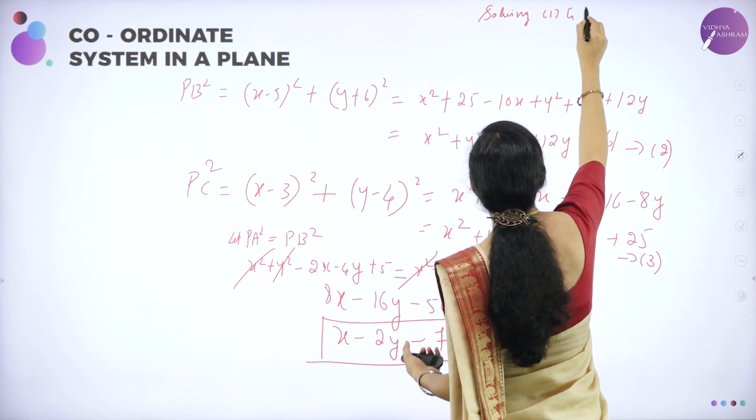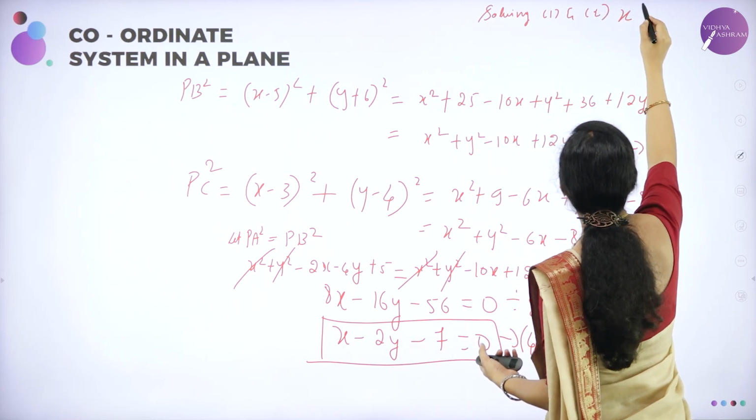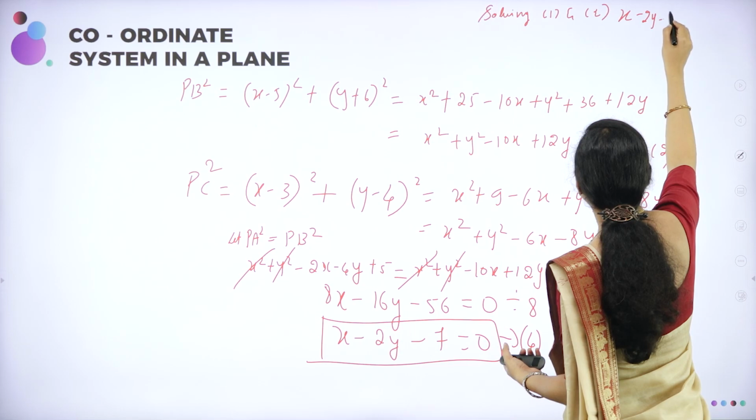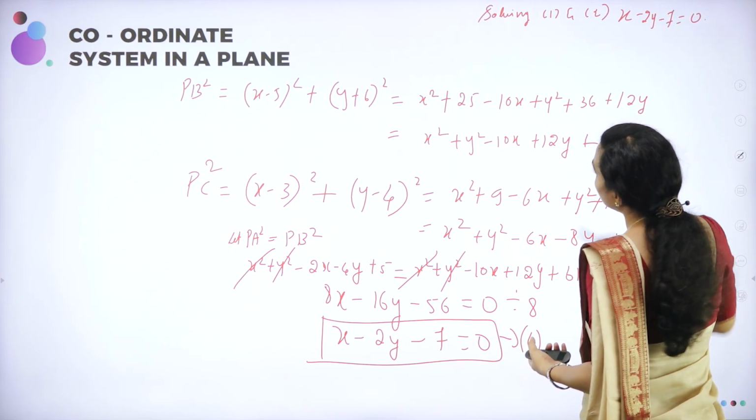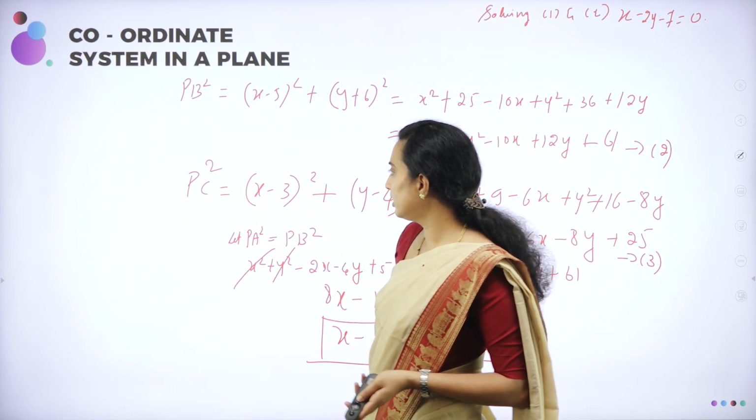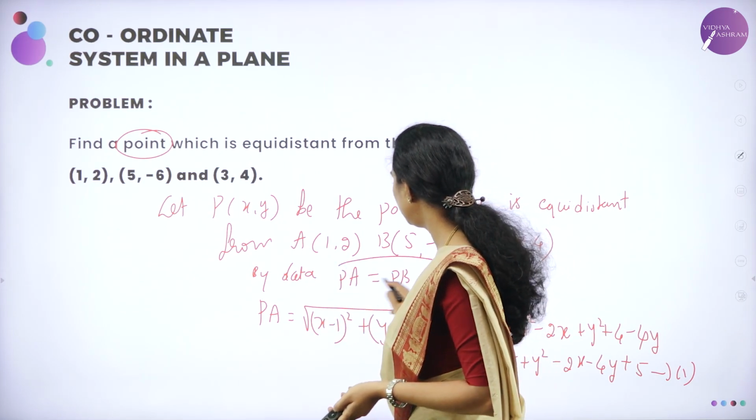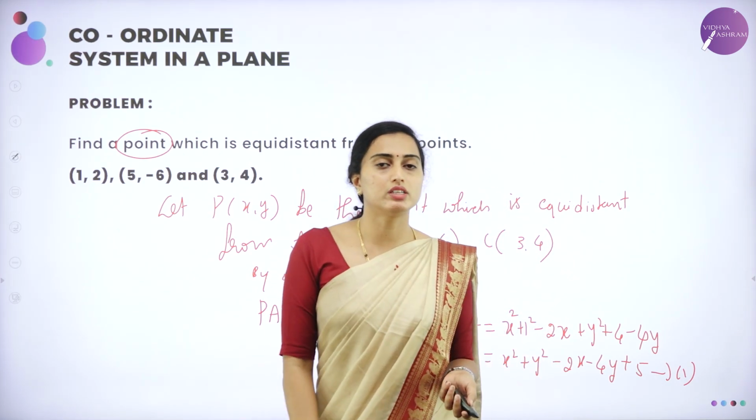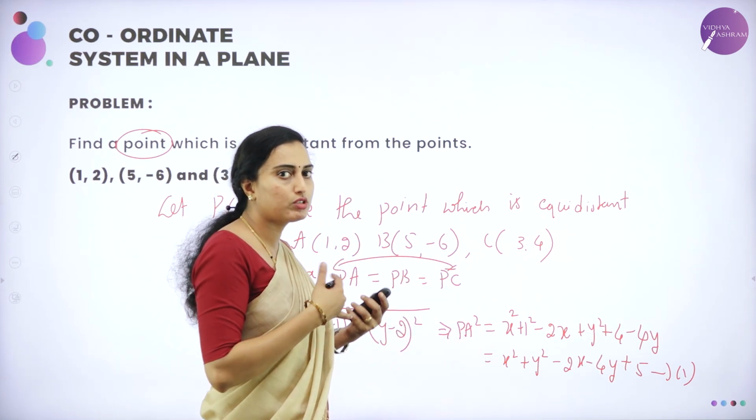Solving 1 and 2, we got x minus 2y minus 7 equal to 0, right? Now let us solve PA squared is equal to this. PA is equal to PC. Let us solve these two. PA squared is equal to, or you can solve PB is equal to PC, anything, because all are equal.